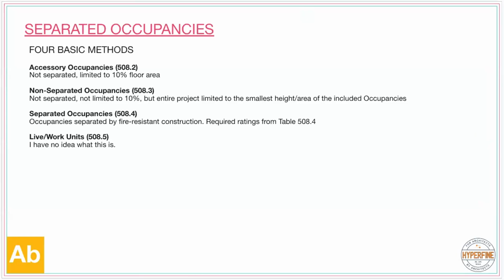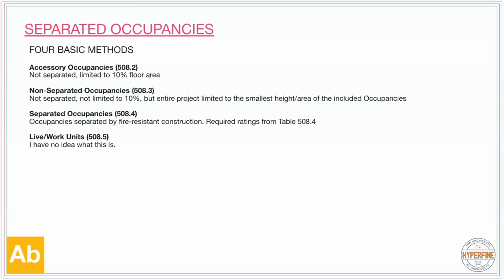So if you have a building that has more than one occupancy in it, there are 4 basic methods. There's accessory occupancies, which we talked about, which are secondary. They have their own classification and they're limited to 10% of the floor area. You've got non-separated occupancies, which are not separated, and they're not limited to 10%, but the entire project is limited to the smallest height and area of those different occupancies.